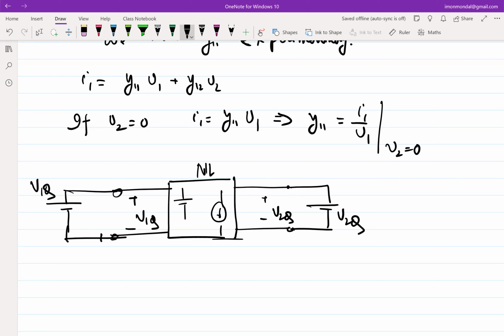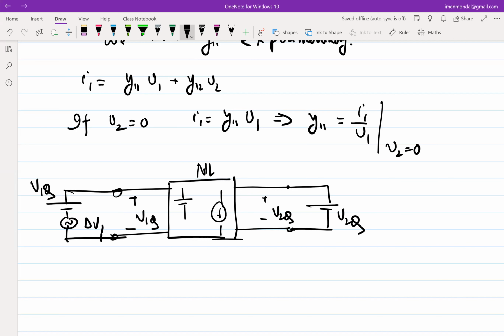And then I have to apply an increment, right? How do I apply an increment? If I have V1Q, let's say 1 volt, and I want to add a small sinusoidal excitation, what should I do? I have, let's say, another voltage source. How do I add an increment? In series, right? So I add an increment delta V1.